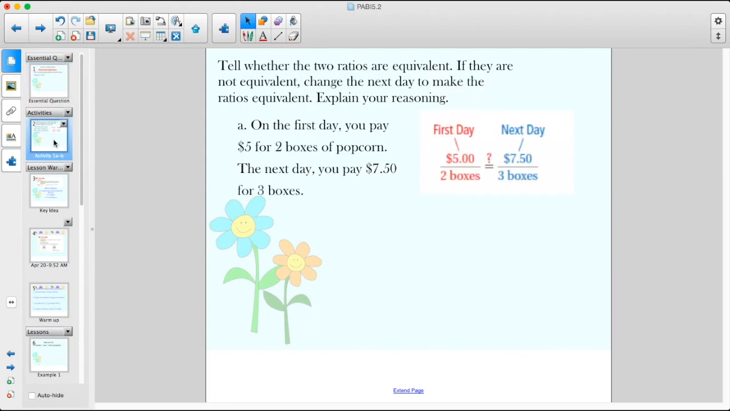It says, tell whether the two ratios are equivalent. If they are not, change the next day to make the ratios equivalent. So it says, on the first day, you pay $5 for 2 boxes of popcorn. The next day, you pay $7.50 for 3 boxes of popcorn.